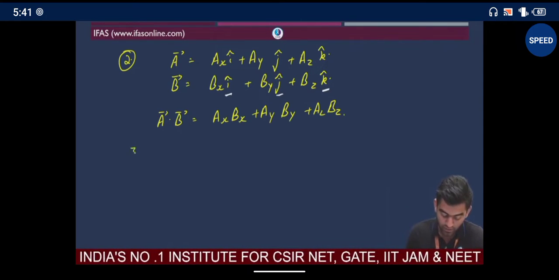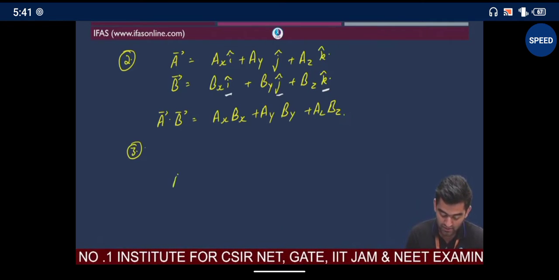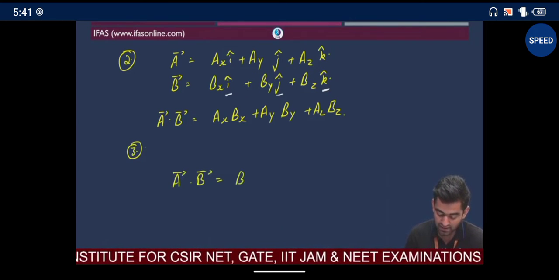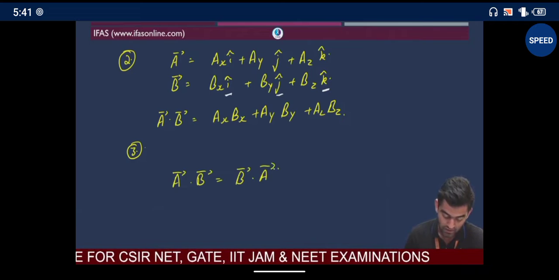Now let's move on to the third property, which is this: if I multiply a vector dot with b vector, it will be the same as if I multiply b vector with a vector, which is nothing else but the commutative property.